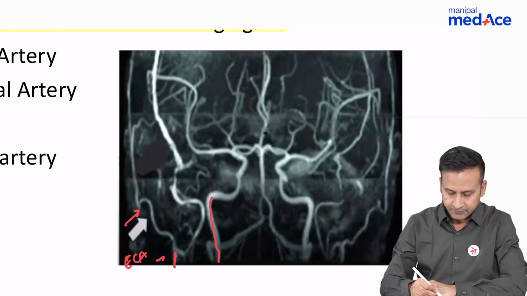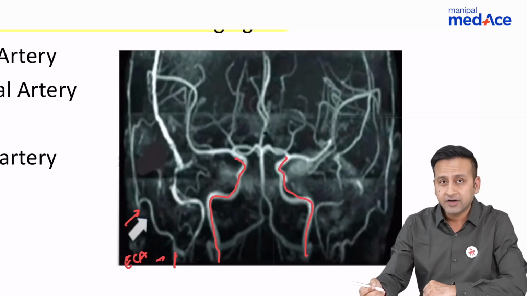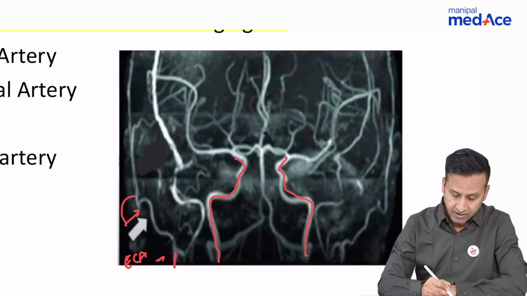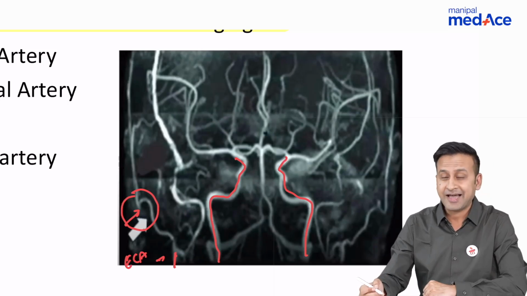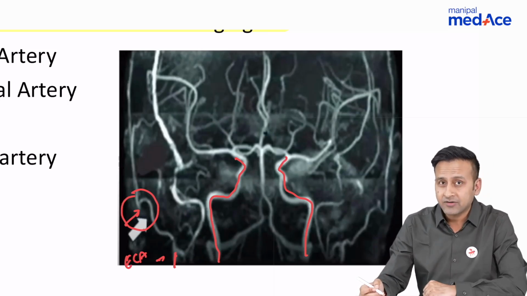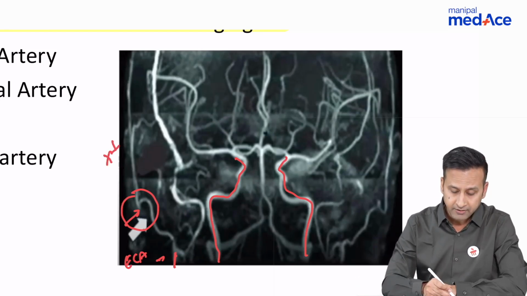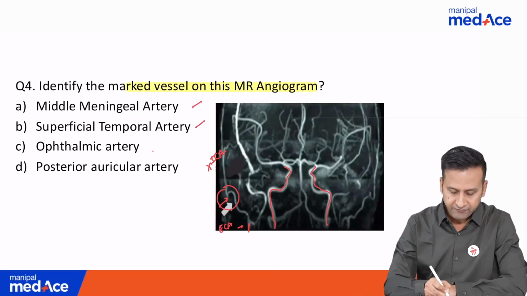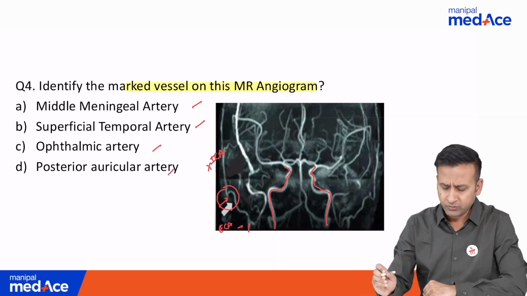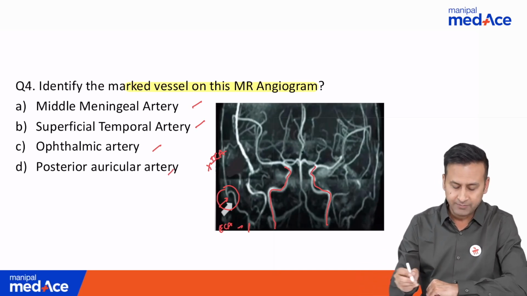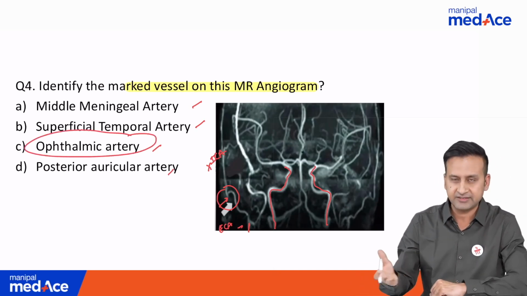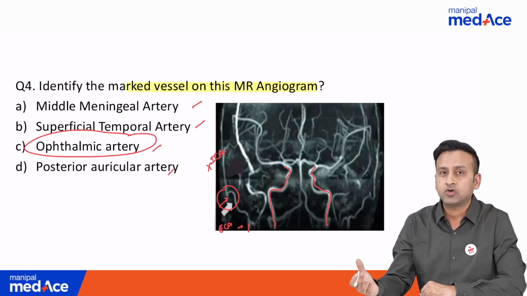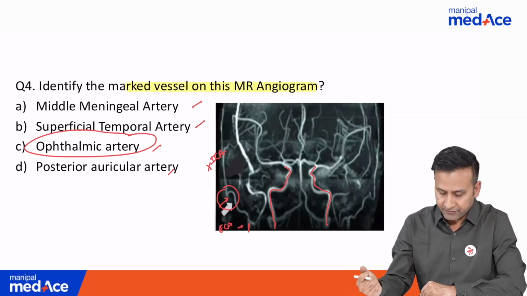What is this artery which is forming the circle of Willis here? This is the internal carotid artery. And if you see carefully, this branch which was being asked is actually arising from the external carotid artery and not from the internal carotid artery. Now let's have a look at the options. Middle meningeal artery, superficial temporal artery, ophthalmic artery and posterior auricular artery. So one option which you can clearly eliminate is the ophthalmic artery, which obviously doesn't arise here, and it is not a branch of the external carotid artery.